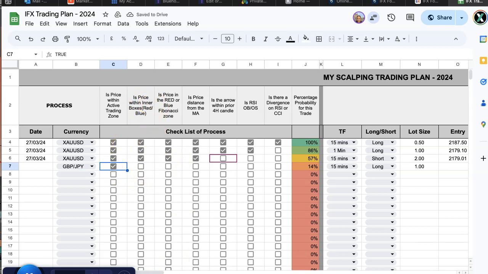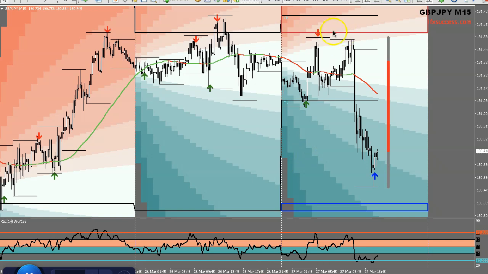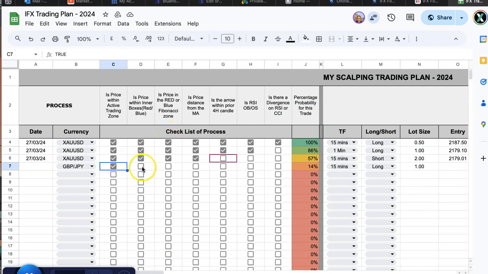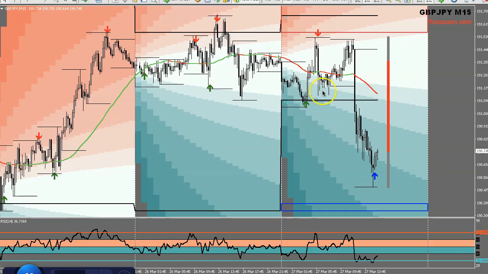The red and blue. All right, so let's check it out. Well, this is the top box and this is the bottom one. We are within those boxes, right? It doesn't matter where they are, as long as we are either in between or inside of them, that's good. All right, so boom, that's good. Now, is it priced within the red or blue zones, or green zones? This is blue, more or less.